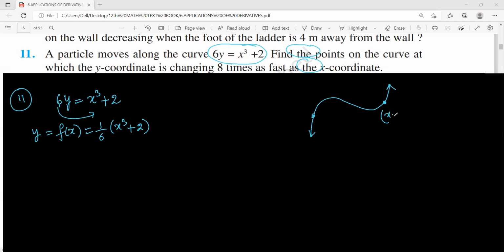Now let's say this point is x comma y. Here the y coordinate is changing, that means dy by dt. You have to find that point, let the point be x comma y. What's happening here? The y coordinate is changing, that is dy by dt. How is it changing? It is changing 8 times as fast as the x coordinate is changing, dx by dt.